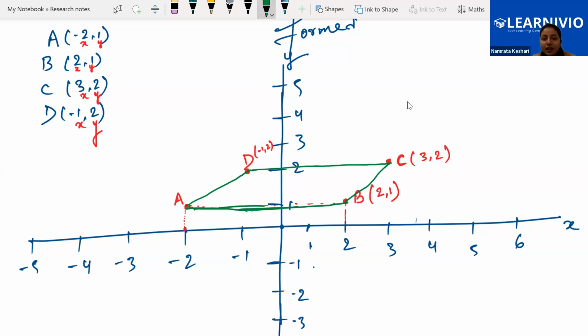Does it look like a parallelogram? Yes, ma'am, it's a parallelogram. So since a parallelogram means opposite sides are parallel and equal to each other, we can see opposite sides are parallel. Here also we can see opposite sides are parallel. Okay. Is it clear? Yes, ma'am. So these types of questions are there in our second topic.